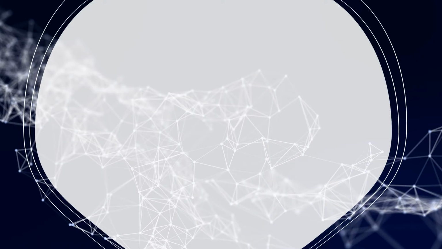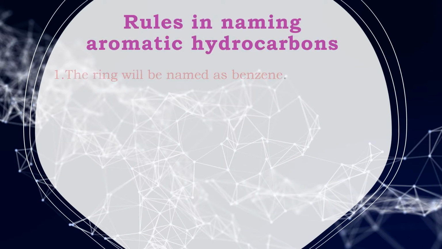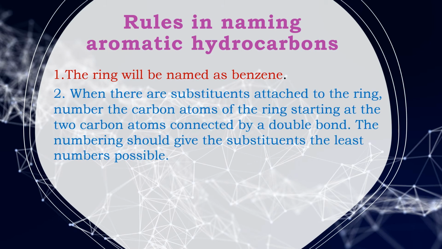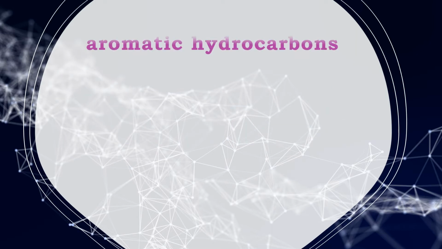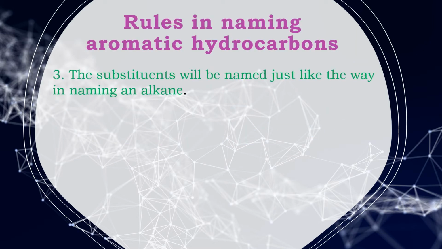So how are we going to name aromatic hydrocarbons, particularly benzene? There are different rules to be followed. The first rule is that you're going to name the ring as benzene. The second one is when there are substituents attached to the ring, number the carbon atoms of the ring starting at the 2 carbon atoms connected by a double bond. The numbering should give the substituents the least number possible. And then the third one, the substituents will be named just like the way in naming an alkane.